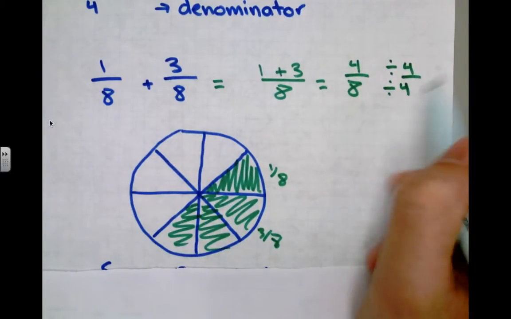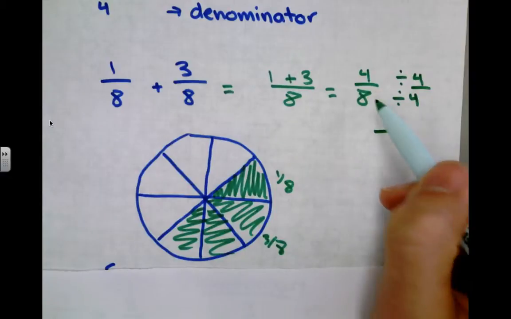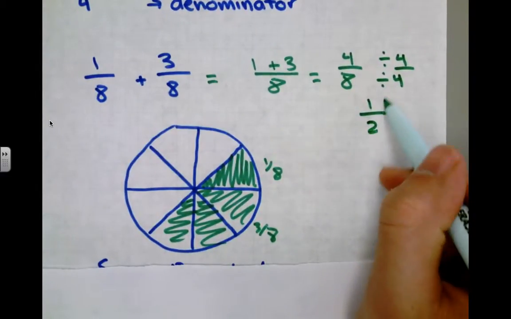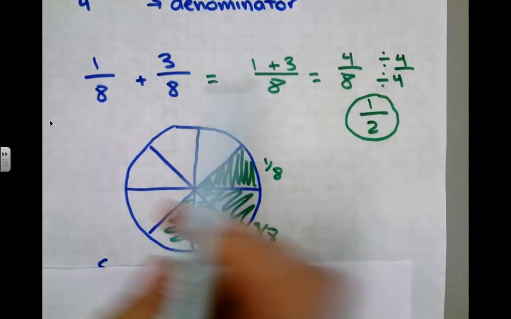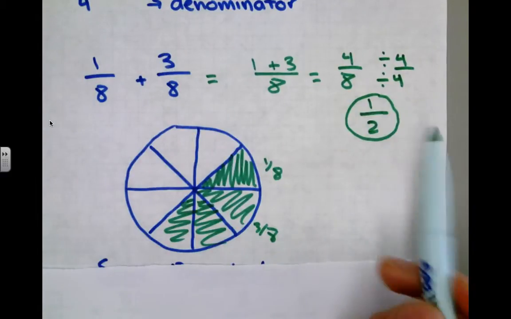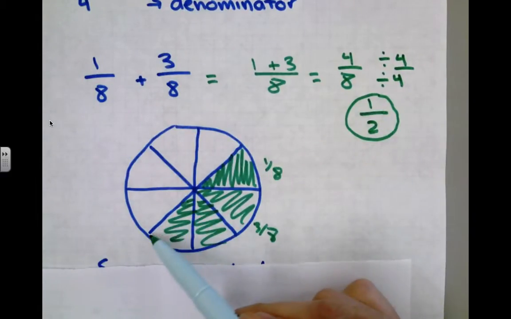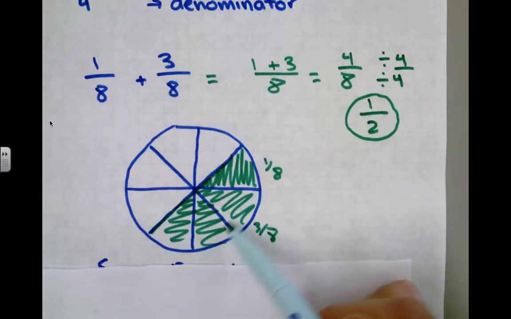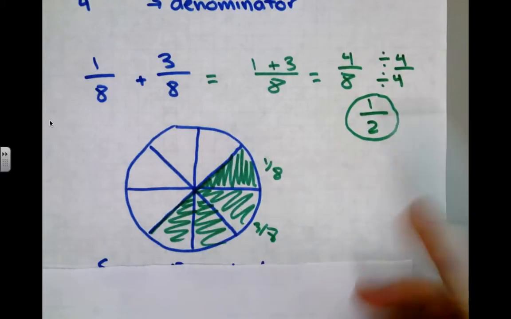So 4 divided by 4 would be 1. 8 divided by 4 would be 2. So that means really when I add 1/8 and 3/8, I would have 1/2, which looking at this, I do have 1/2 of that whole pizza. Half of it is still on the other side.